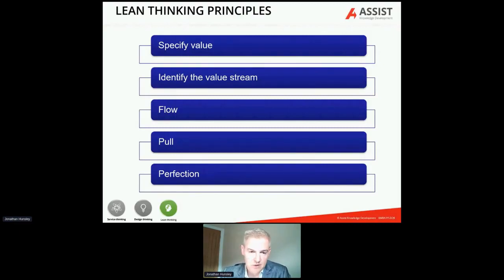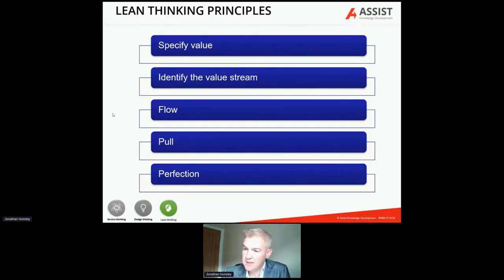Lean is also focused on flow and perfection and the customer pulling value from the organization. So you don't have stock waiting to be sold, for example. What it does is it's in the execution phase as well as the ideation phase. We're looking for continuous improvement.